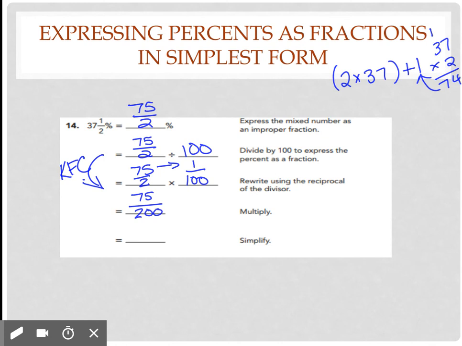And now I want to simplify, so I'm going to divide by the greatest common factor. I see numbers here that remind me of quarters, so I'm going to try dividing by 25. 75 divided by 25 is 3, and 200 divided by 25 is 8. So 3/8 is my fraction in simplest form.